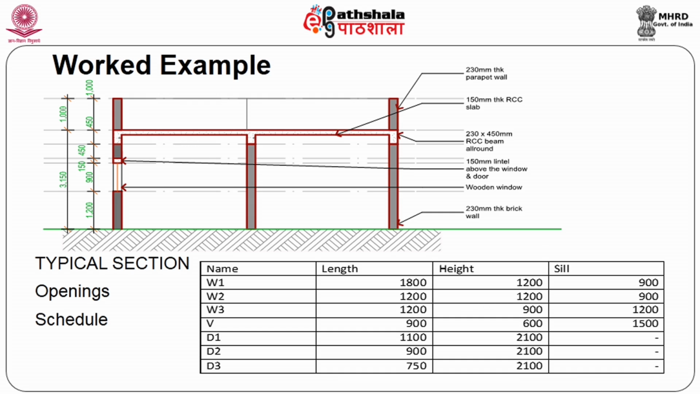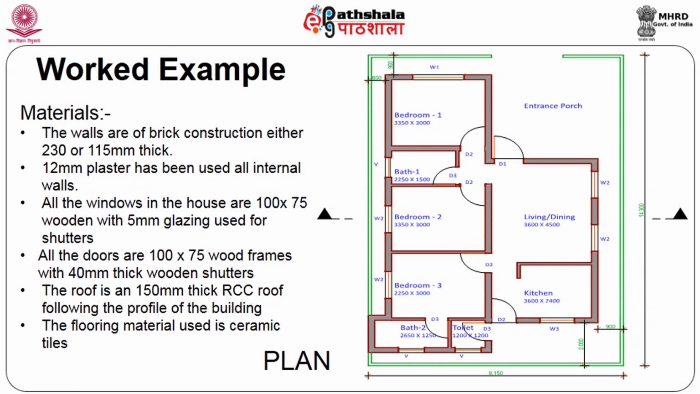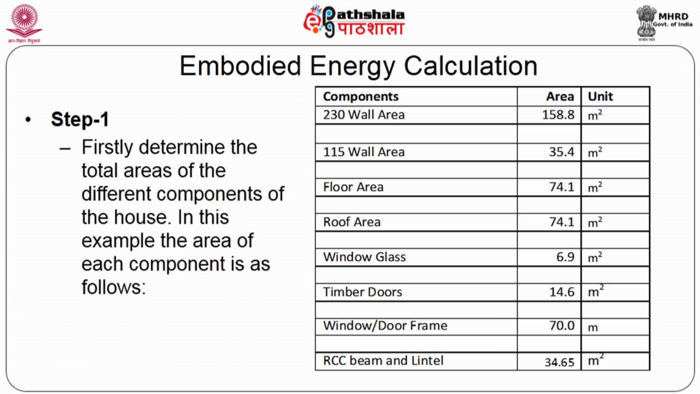Now openings, so we have provided a window schedule, so there are different openings. If you go back to the previous slide, you can see that the windows W1, W2, W3 have been mentioned on the floor plan. So in this slide you can see the names, the length, the height, and the sill height, so that you exactly know where this window is being placed.